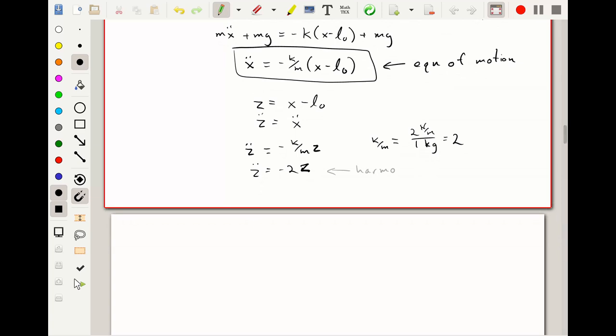And we've seen this kind of problem before. This is a harmonic oscillator. So take a look at module 1 on how we solve that, but what I know is that z of t is equal to some amplitude times cosine root 2 t plus another amplitude times sine of root 2 times t, where omega equals root 2. And this is our natural frequency.